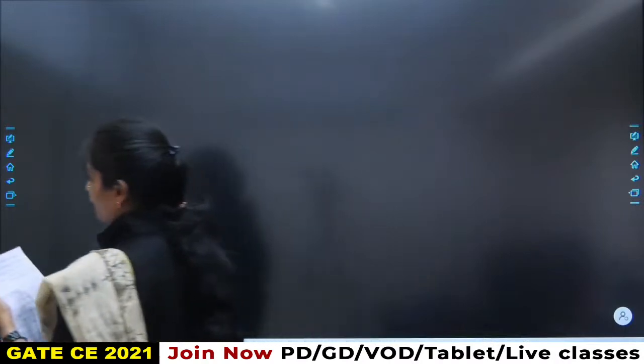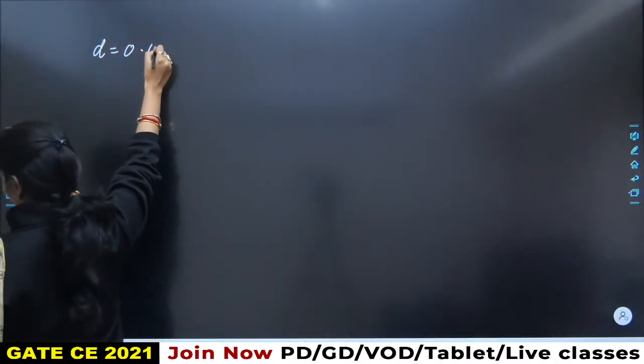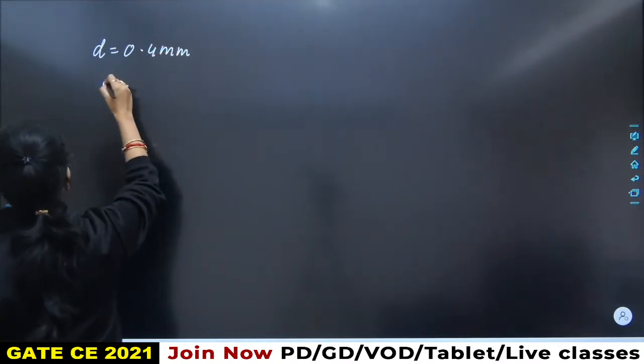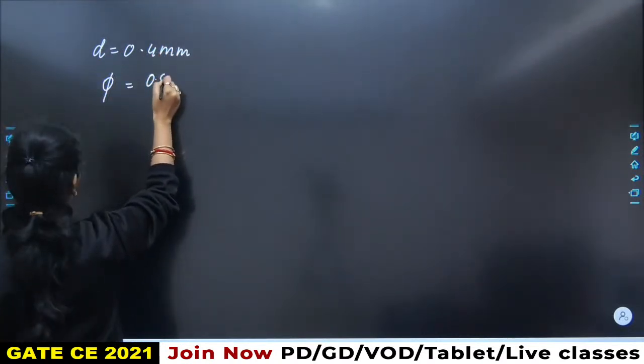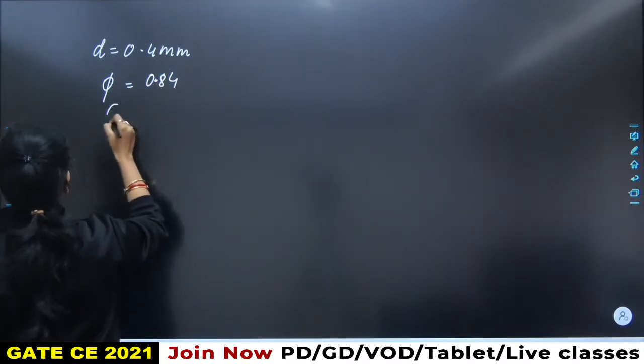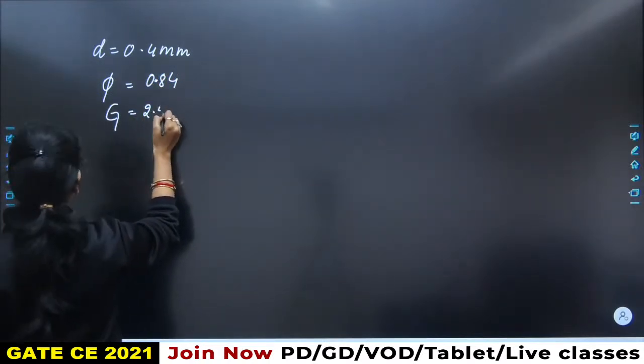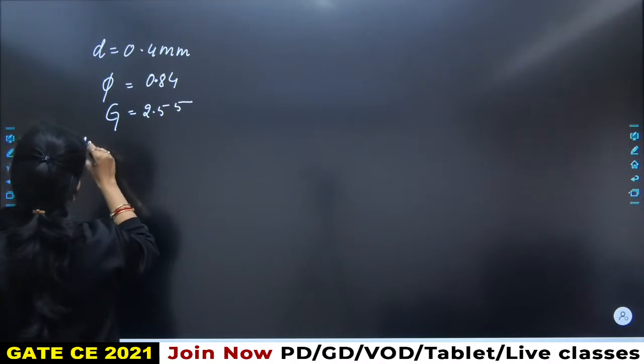If I talk regarding this, what has been given: a filtration unit, sand particle diameter is given to you as 0.4 mm. Shape factor is given as 0.84. Specific gravity is given as 2.55. Depth of filter bed.